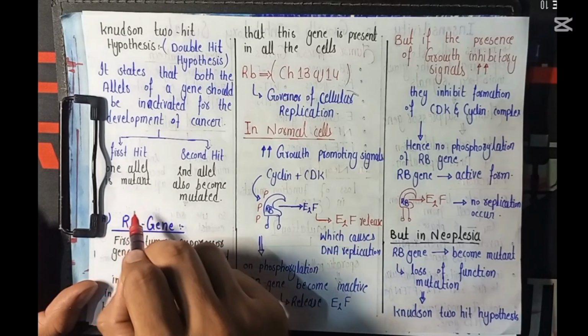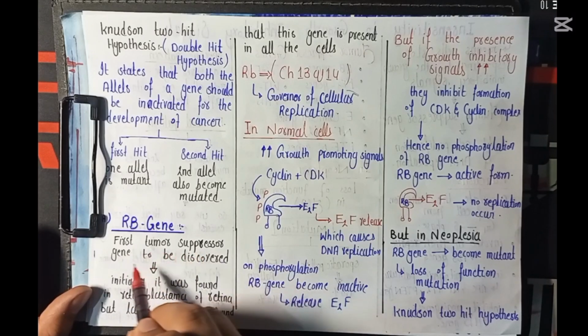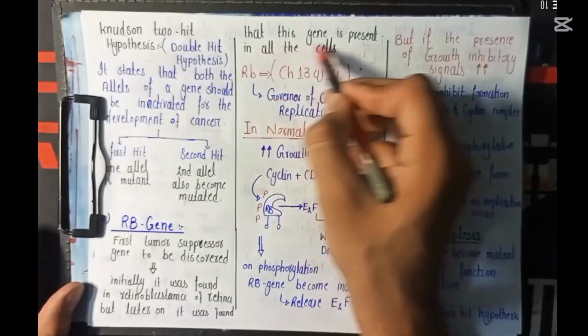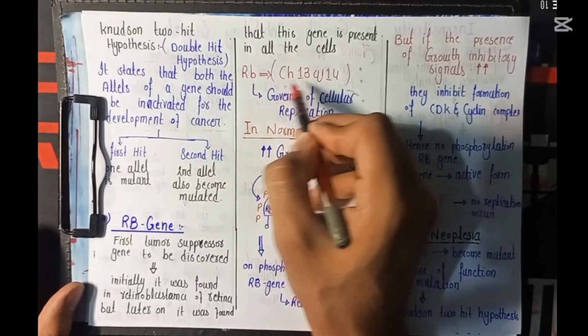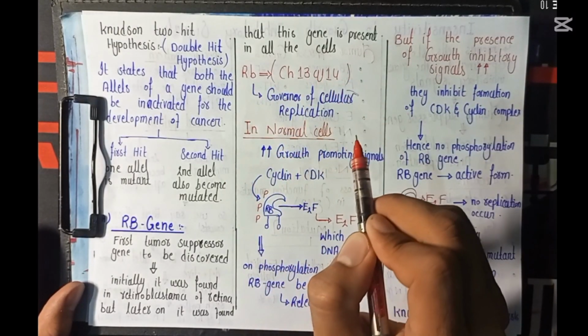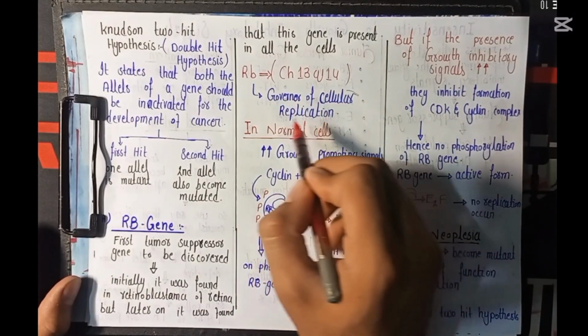Now let's come to the various types of tumor suppressor genes. The first one is the RB gene. The RB gene is the first tumor suppressor gene to be discovered, and initially the RB gene was found in the retinoblastoma of the retina, but later on it was found that this gene is present in all the cells. Normally, the RB gene is present on chromosome number 13, q arm, at area 14, and the RB gene is known as the governor of the cellular replication.